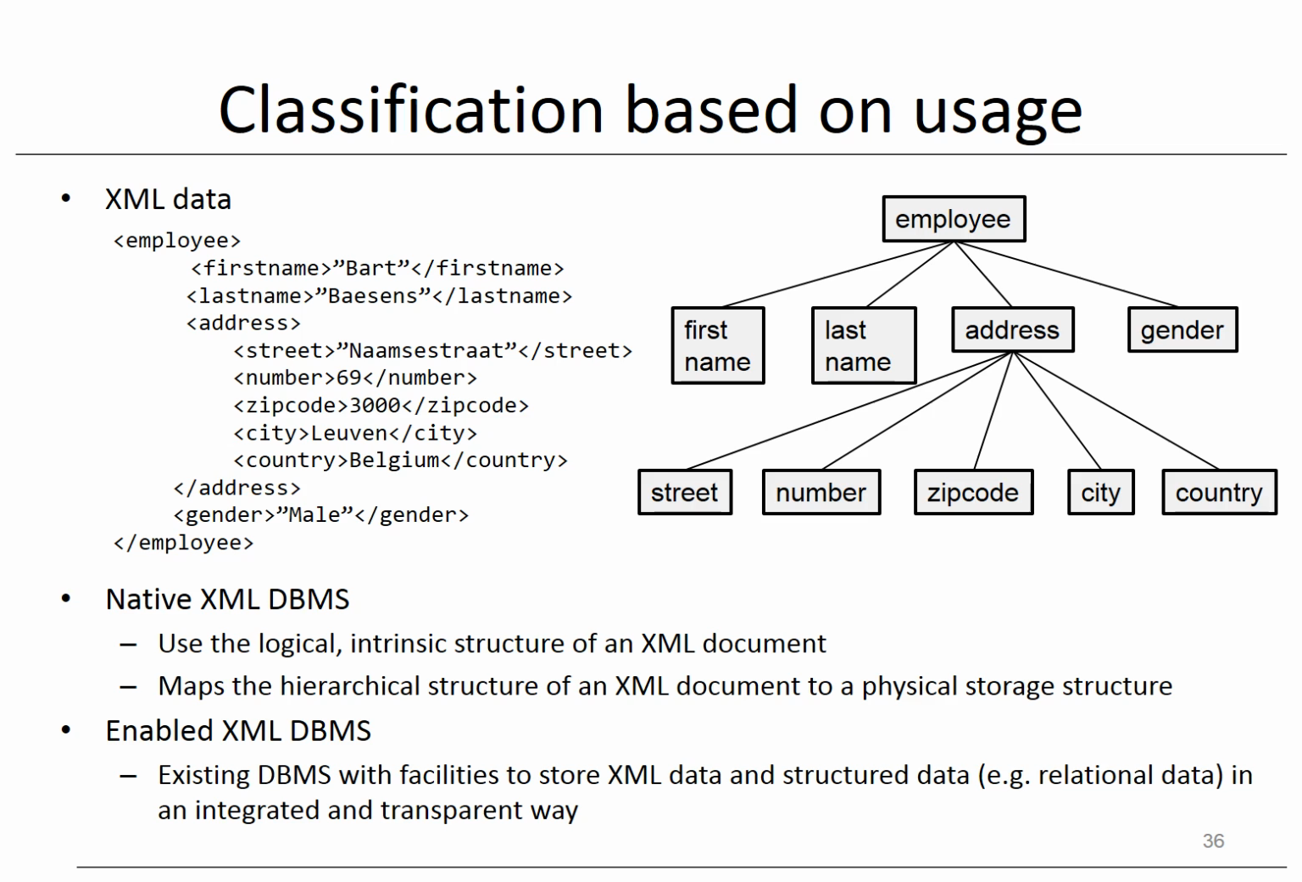XML is a data representation standard which is used to represent the content of data. Here, you can see an example of an XML specification of my personal details. You can see that we have various tags such as employee, first name, last name, etc. The address tag is further subdivided in street, number, zip code, city, and country tags.